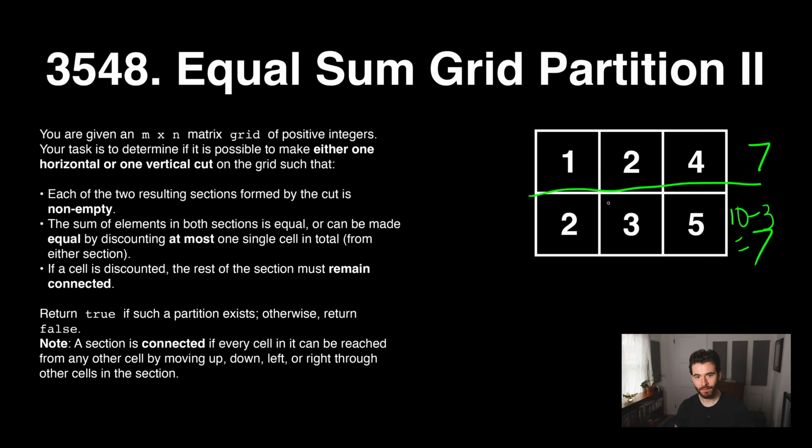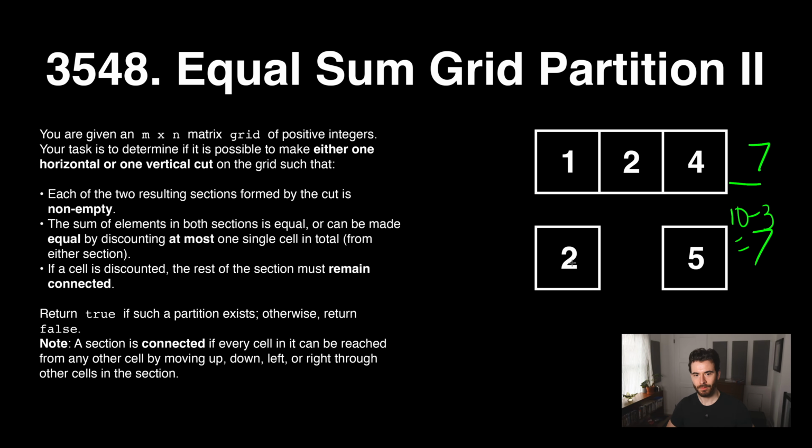But watch what happens when we remove 3 from this section. What we end up with is a bottom section where it has a disconnect in the middle. And so we wouldn't actually be able to make this cut in order to get 7 as a sum for either section. So what this example tells us is that anytime we're removing an element from a section where that section only has a width of one element, we're going to end up having a disconnected result.